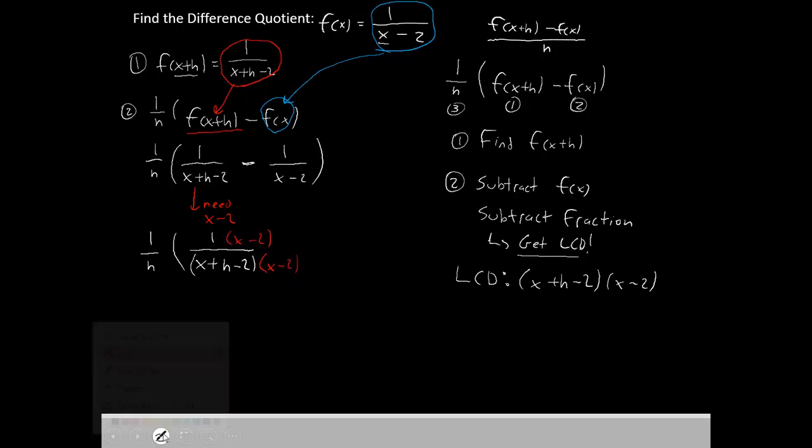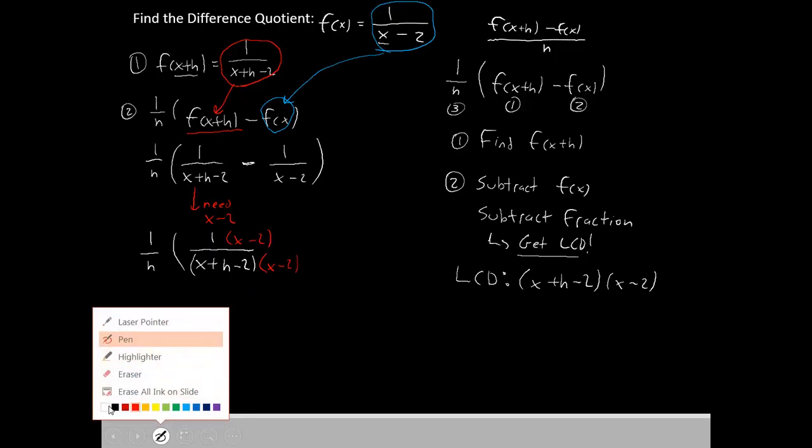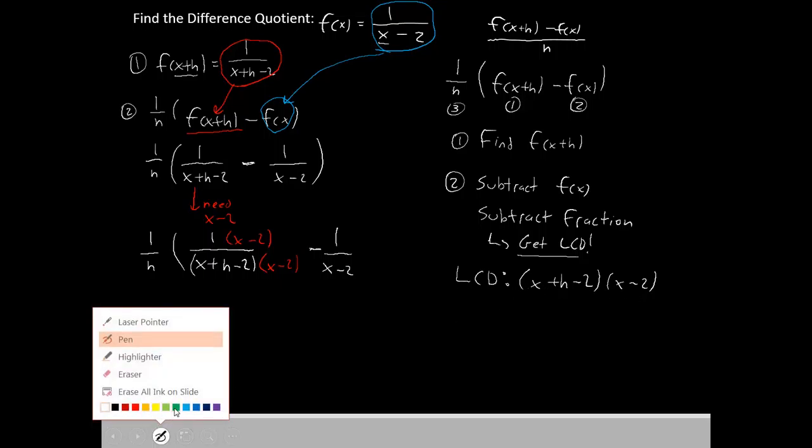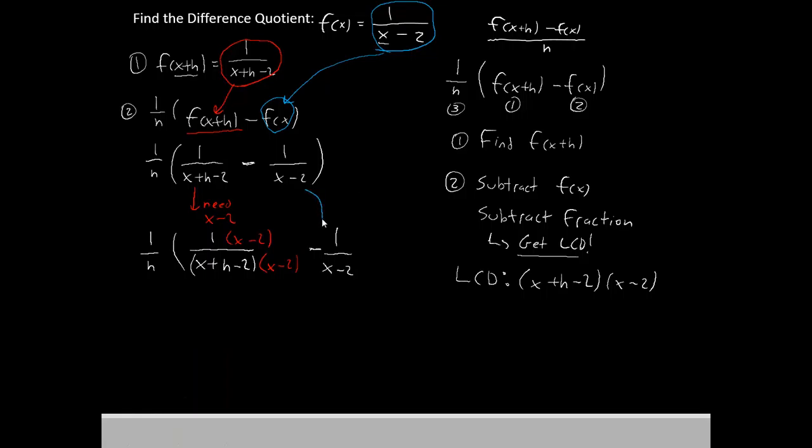Alright, now we move on to the second fraction, which we are going to subtract. On the top we have 1 over x minus 2. The LCD already has x minus 2, but we need x plus h minus 2. We'll make a note of that there. That fraction's going to need x plus h minus 2, so we're going to multiply that on both the top and the bottom. Like that.